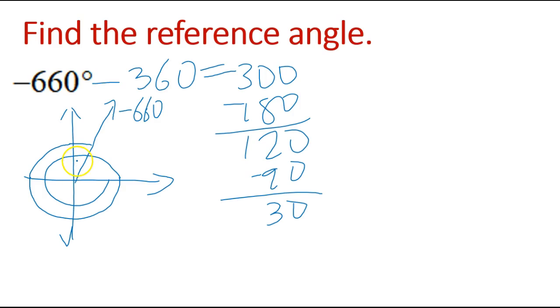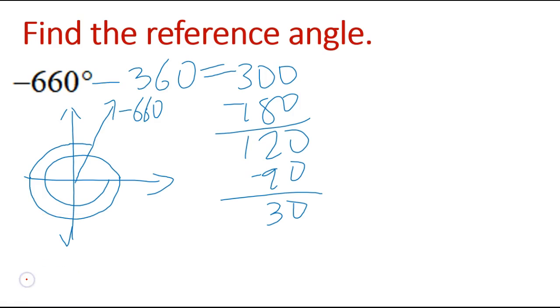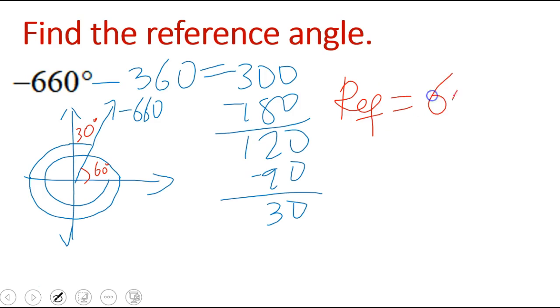That's not the angle of reference. No. It is the one that the terminal side makes with the horizontal axis. So let me do it in a different color. It's going to be this one here. Since this part is 30 degrees, this is going to be 60. So the reference angle for this angle is 60 degrees. Okay, that's how you do it.